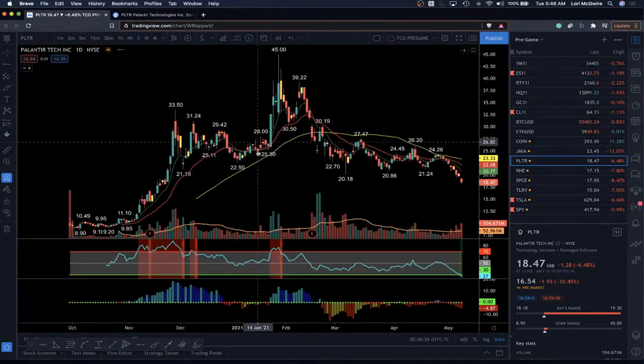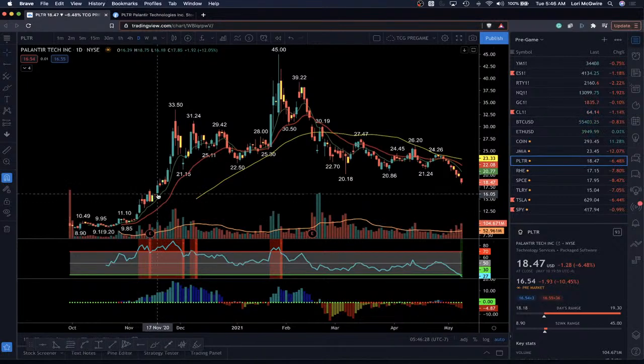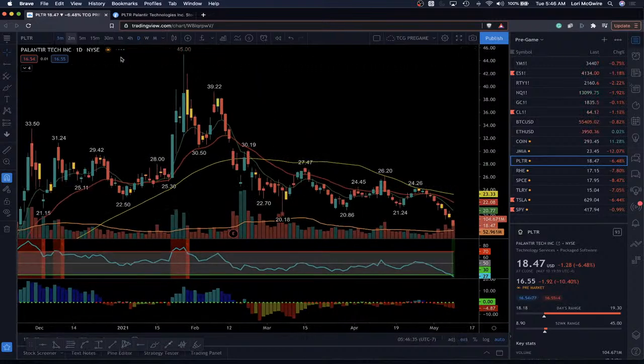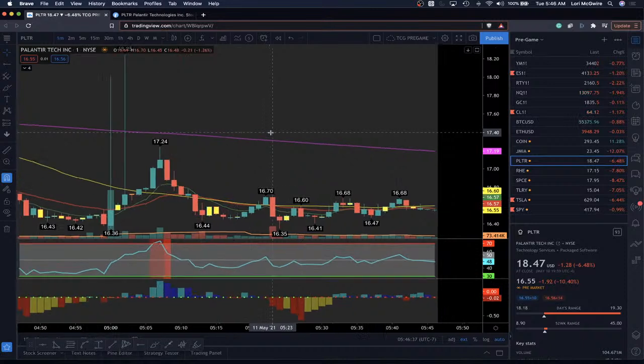Sorry, I'm trying to talk here. We have a gap over here at 1610, right here from November 16th. If we could bounce from that level, it could be a bounce to play.